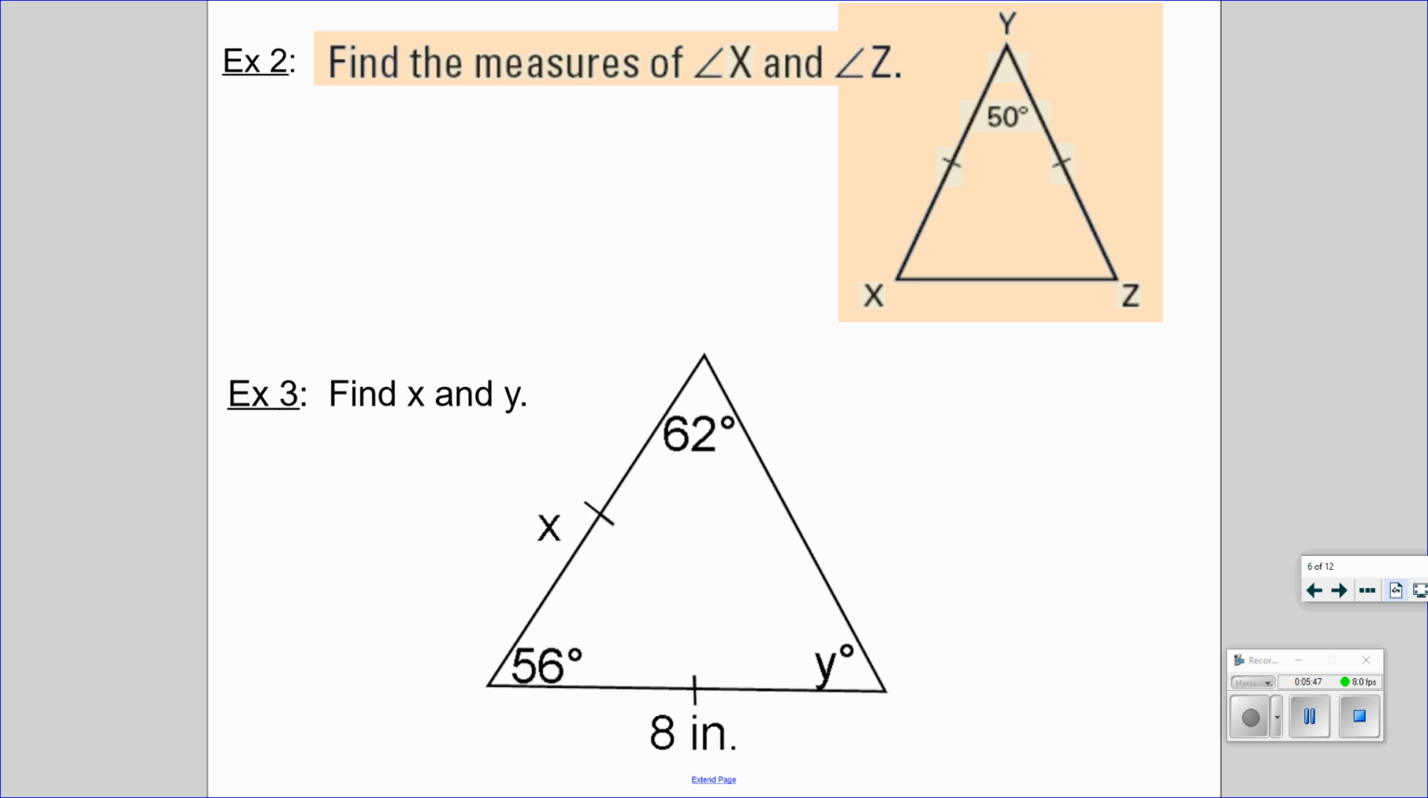Okay, so since this is 50, then these would have to add up to 130. And they should, and since the segments are the same, the angle should be the same. So what should the measure of each angle be? 65. So the measure of angle x equals 65, measure of angle z equals 65.